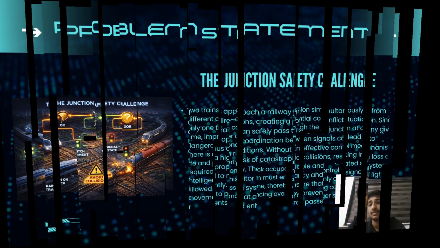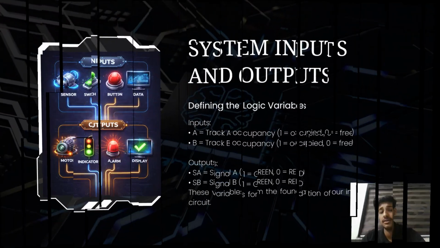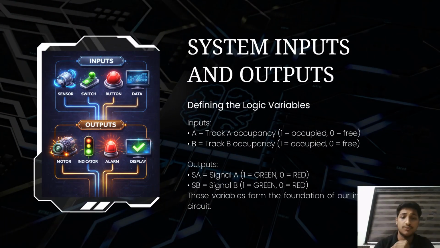Here are the inputs and outputs. In this system, we consider two inputs. A represents the occupancy of track A and B represents the occupancy of track B. If track A is occupied, the input becomes 1, otherwise it is 0. The outputs are SA and SB, which represent the signal of each track. These outputs decide whether a train should stop or move.